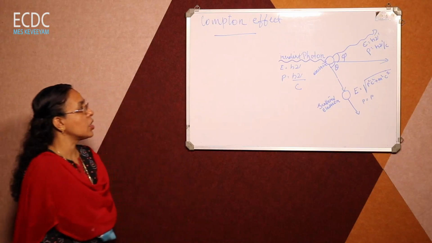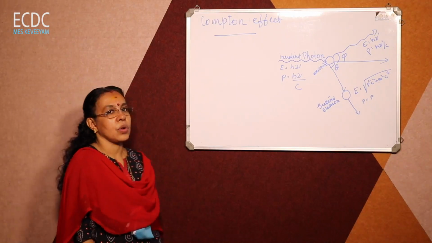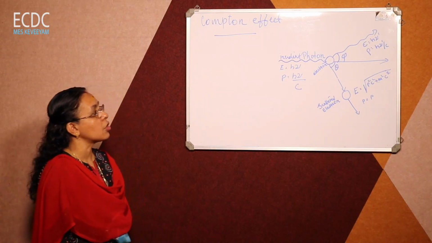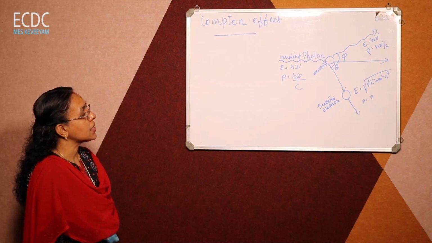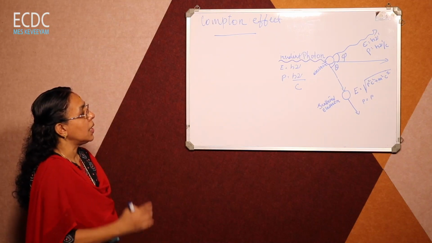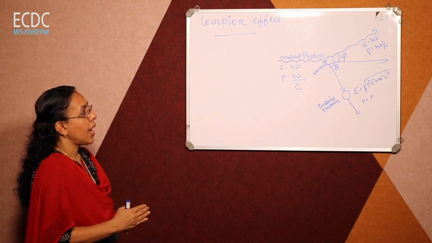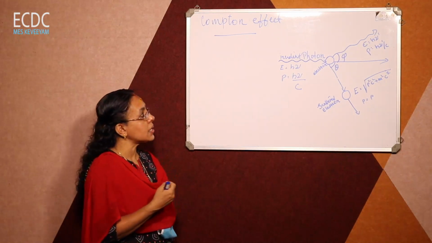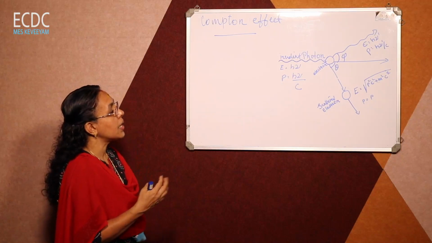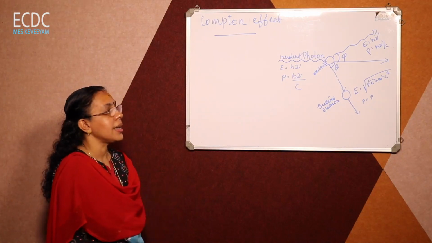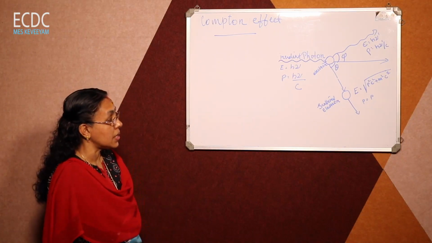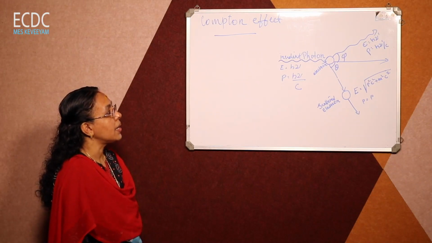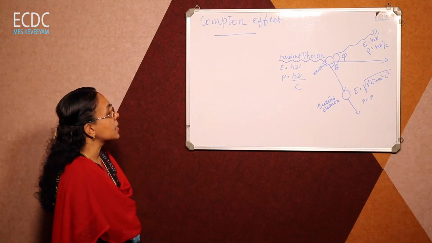So there is an interaction between the photon and the electron, and an exchange of energy takes place during the interaction. The electron is at rest, and because of the collision the electron gets energy, or kinetic energy, from the incident photon, and it gets scattered. So there is a change in the energy of the scattered photon. The scattered photon has less energy than the incident photon.